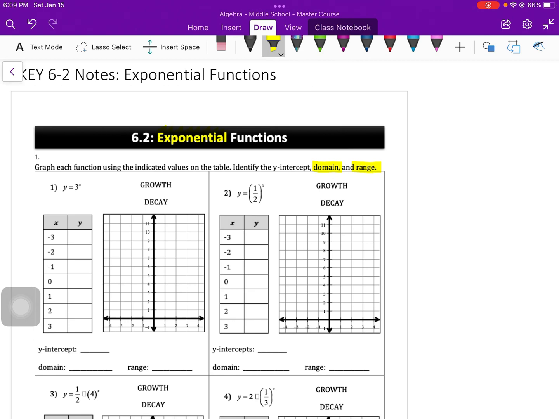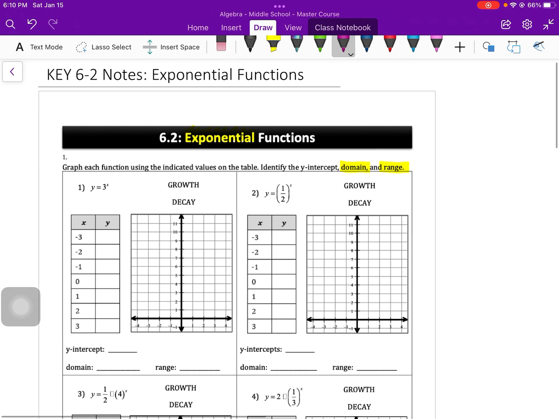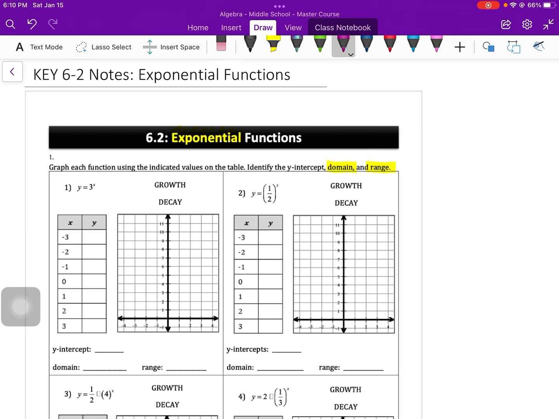So notice we've already decided on our x values, and we always want to pick small x values, so those are easy to plug into the function and evaluate. So I'm going to start there. So our first x value is -3. Remember, we worked a little bit with evaluating negative exponents recently. So 3 to the -3rd power is the same as 1 over 3 cubed, which is 1 over 27.